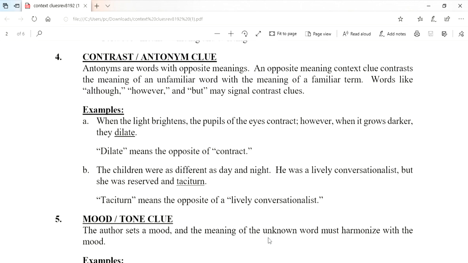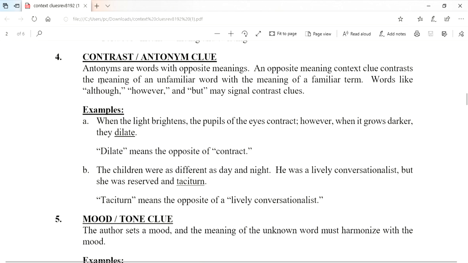contrast or antonym clue. There will be times when you're going to have an antonym or a contrasting word used there where you can tell the meaning of a word from. Antonyms are words with opposite meaning. An antonym, an opposite meaning context clues contrast the meaning of unfamiliar words with the meaning of a familiar word.